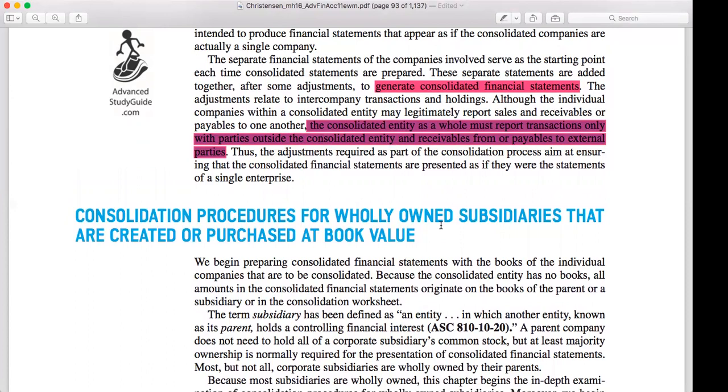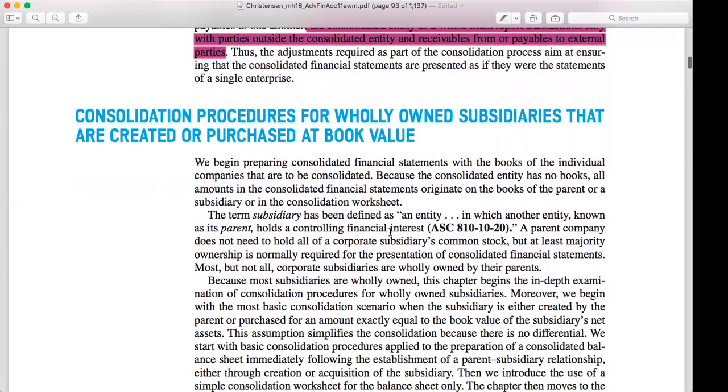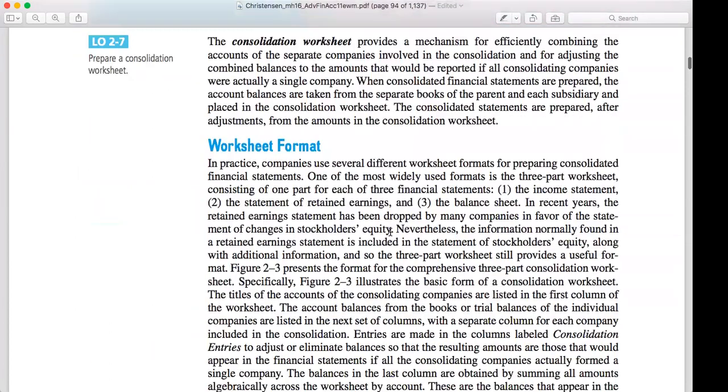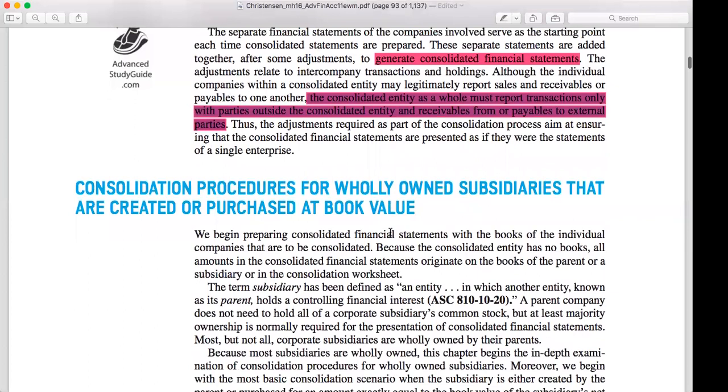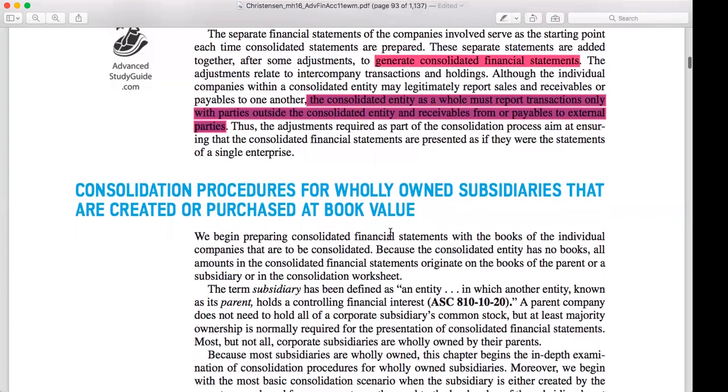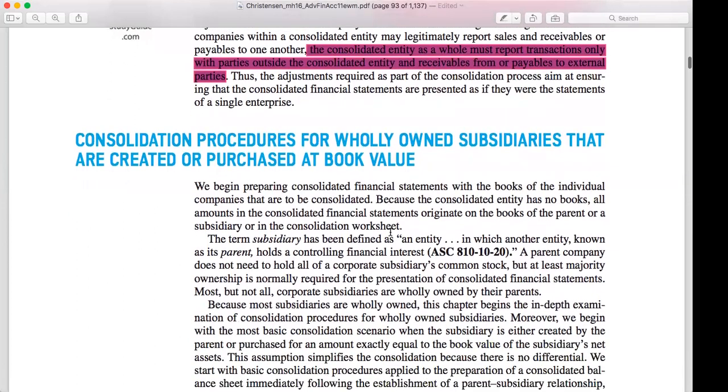So it means that the consolidated entity as a whole must report transactions only with parties outside, right? This is a required part of the consolidation process to make sure that the consolidated financial statement is presented as a single enterprise. Okay, and then this is the consolidation procedure for wholly owned subsidiaries that are created and purchased at book value. Okay.